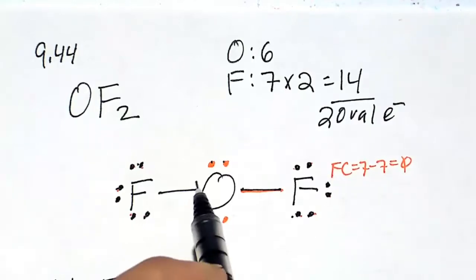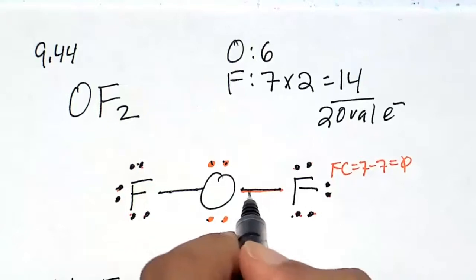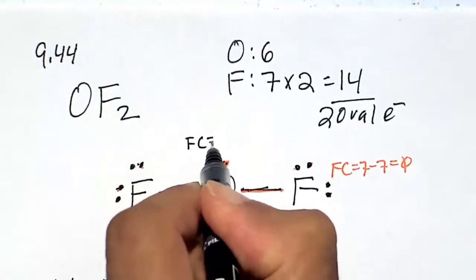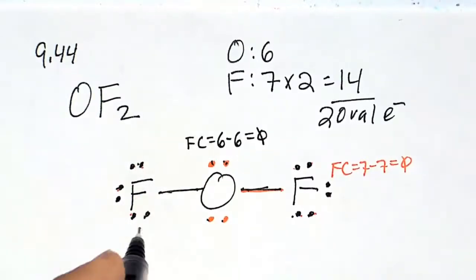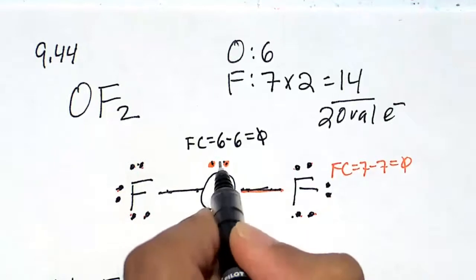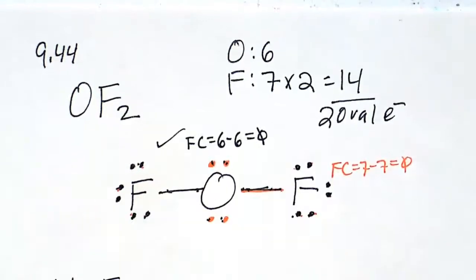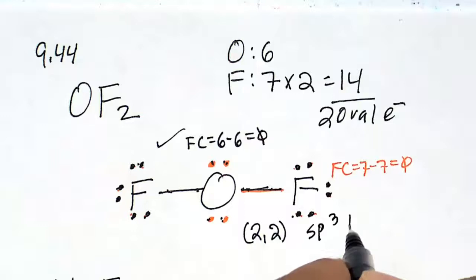Let's do the formal charge for this oxygen here. 1, 2, 3, 4, 5, 6. Oxygen is happy at 6. 6 minus 6 is 0. The octet rule is satisfied also for this oxygen: 1, 2, 3, 4, 5, 6, 7, 8. So this is the best Lewis structure for the OF2 molecule. And it's 2 bonds, 2 lone pairs. We'll find out that it's actually an sp3 hybridized oxygen.